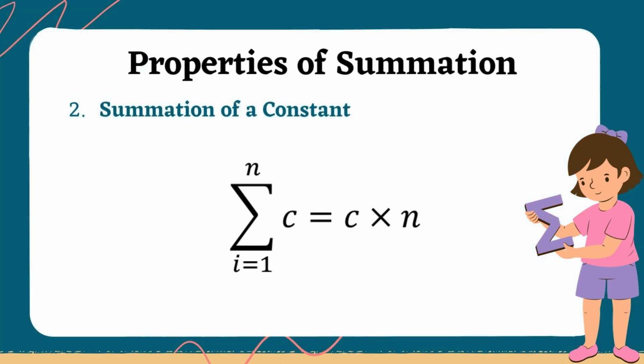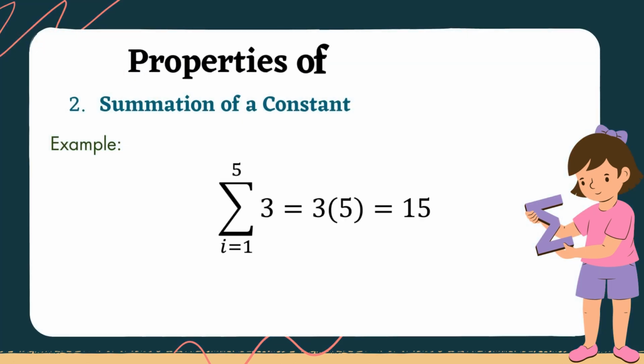Next, we have here the second property, which is summation of a constant. When we're doing summation of a constant, what we just need to do is simply multiply the value of c to n. So if we have the sum of c from 1 to n, that is equal to c times n. So I have an example here.